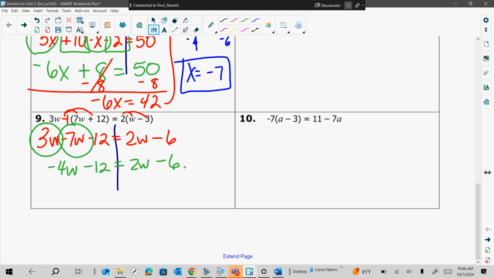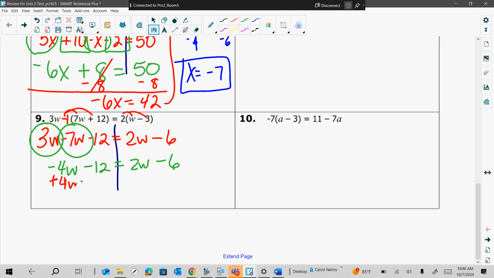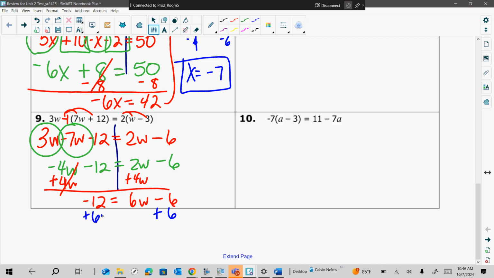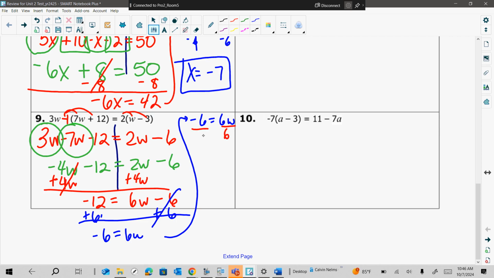All right, now what should we do? Plus the 4w to isolate this, eliminate the smallest one, so plus 4w. I have a negative 12 equals 6w minus 6. Plus what? Should be plus 6. You've got to get the variable term by itself. So we get negative 6 equals 6w. I'm going to rewrite that up here. Divide both sides by 6. Negative 1. Yep.